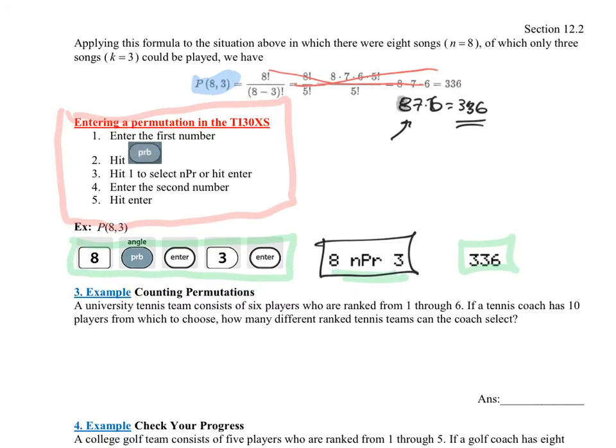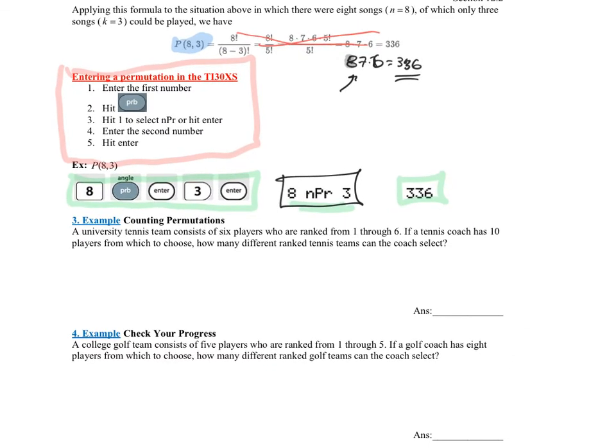So again, when do we use permutation? When order matters and no repetition. Permutation: order matters, no repetition.